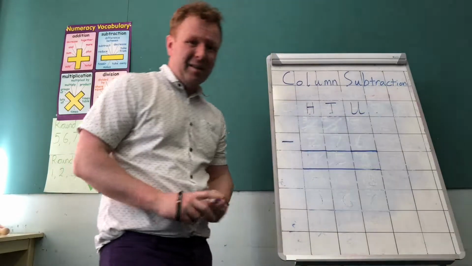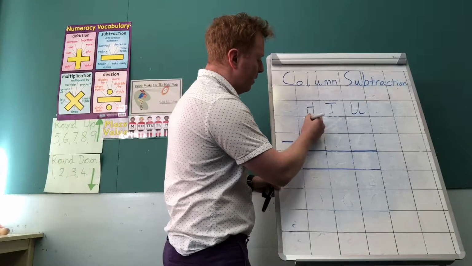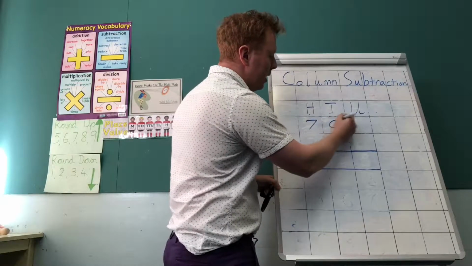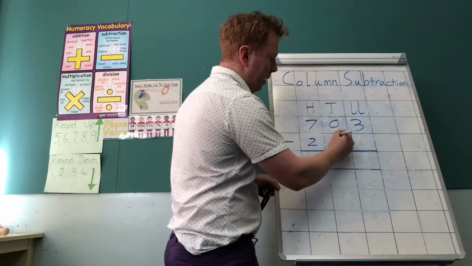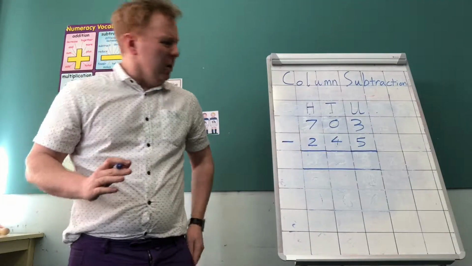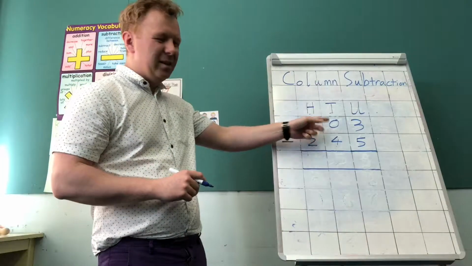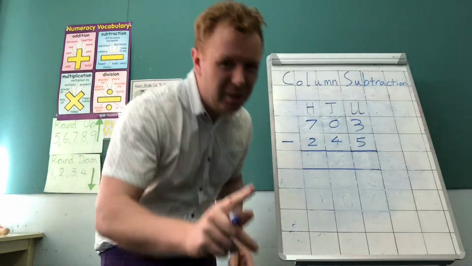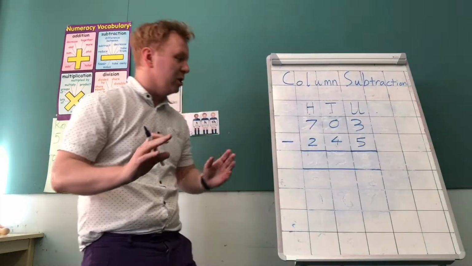Now, this is when we face a problem like, let's put one up. So, 703 take away 245. Now, the one thing that's going to cause us problems here is this 0, and we'll get to that in just a little second, okay? So I wanted to make a separate video just to explain this.